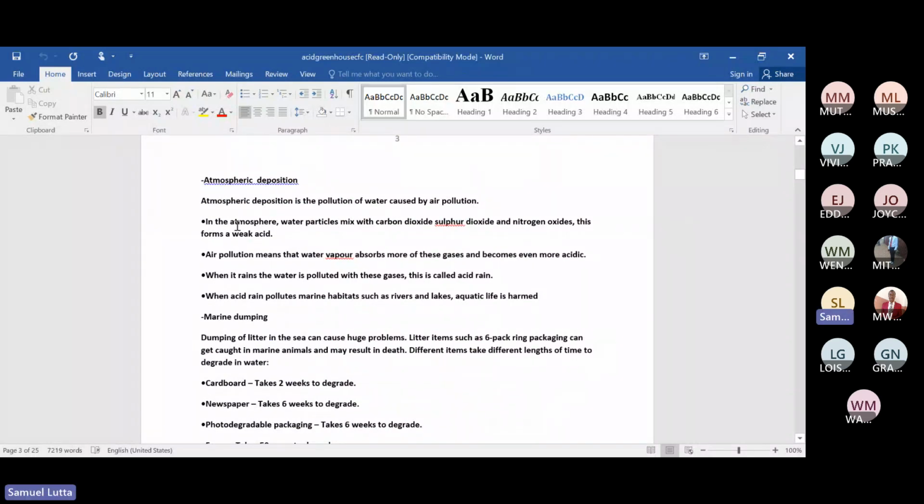And then sometimes in the atmosphere, we can also have solids. So we talk about atmospheric deposition. Sometimes we have particles in the atmosphere which can mix with carbon monoxide, nitrogen dioxide, and form what we call acids, as we said. So when we talk about air pollution, it means that the water vapor, which is in the atmosphere, can absorb most of these gases. And when it absorbs most of these gases, because the gases are non-metals, they form acids. And when the rain falls, it falls as acid. And this is likely to affect the ecosystem.